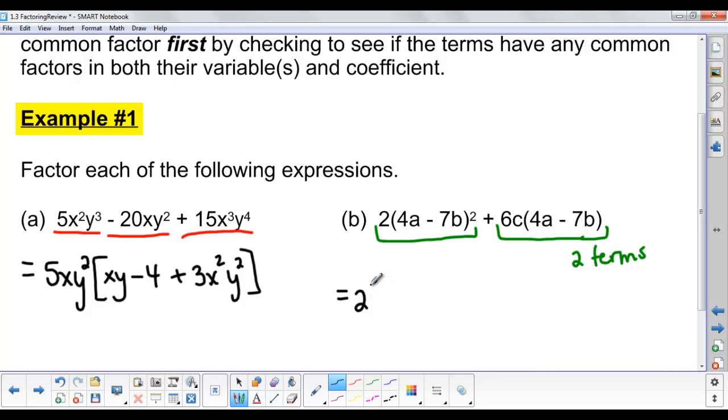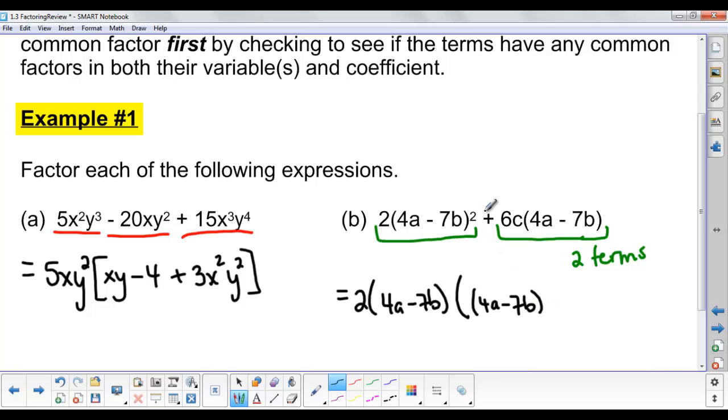The bracket, 4a minus 7b, is also common to both terms. So 2 times 4a minus 7b is my common factor. So we're just going to open up a bracket, and we're going to divide each one of these terms by our common factor. So again, numbers divided by numbers, 2 divided by 2 is just 1. And if I took this entire bracket to the power of 2 divided by 4a minus 7b, well, I end up with a 4a minus 7b.